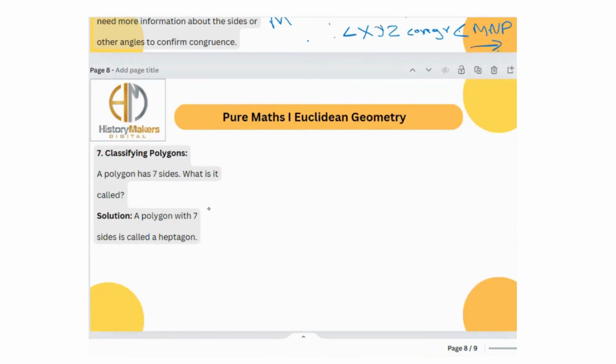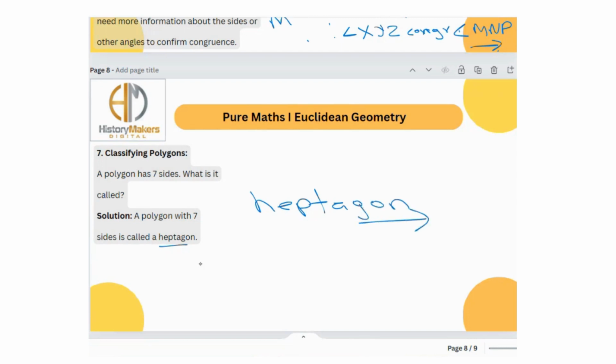It says classifying polygons. A polygon has 7 sides. What is it called? Now we've learned that there are different kinds of polygons. They've got names. And we also learned that every time you see 7 sides, we are talking about a heptagon.